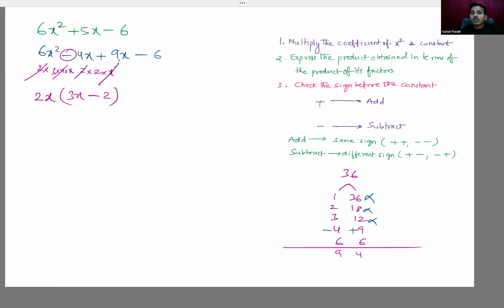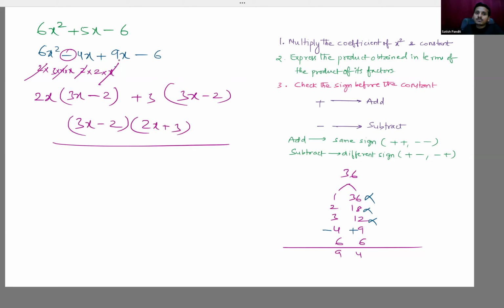Okay. So now we write this bracket thing once again. 3x minus 2. And we think of one number so that if you multiply this, you get the next two terms. What is that number? Plus 3. Okay. So 3x minus 2 into, we take this bracket thing common and what is left? 2x plus 3. That means you can write this as 3x minus 2 into 2x plus 3. I hope all these questions are absolutely clear to you. If you have a doubt, you can ask.